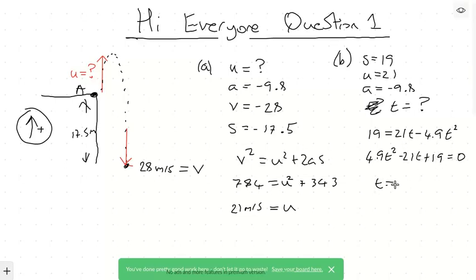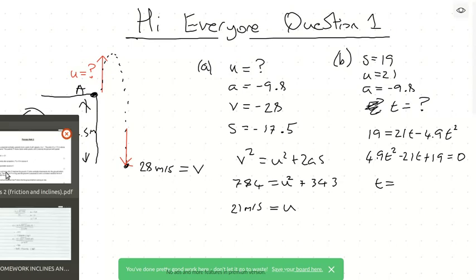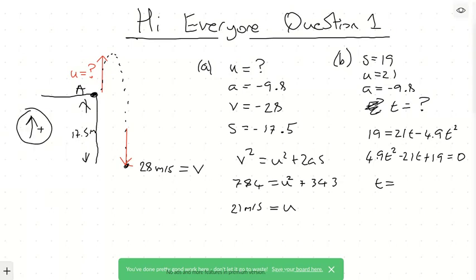Ask your calculator, and you should get two answers there. You get t equals 1.3, I believe, and t equals 2 almost 3. So 1.3 or 2.99 seconds. There we go, and that's part B done.